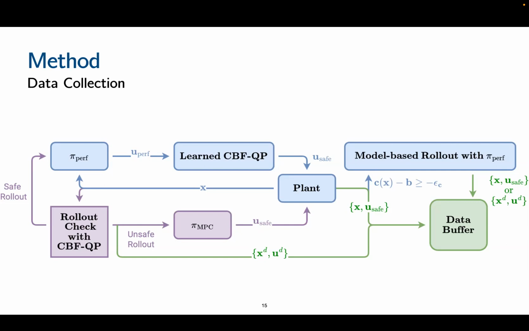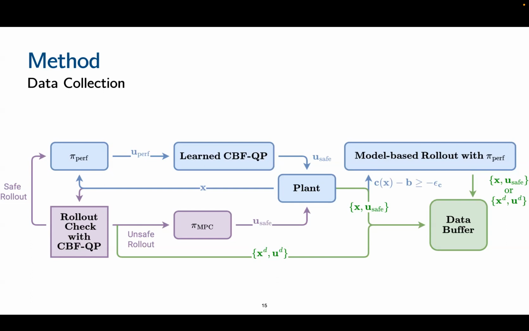Using this approach, we can obtain safe and unsafe data without subjecting the real system to unsafe conditions. In addition to the model-based rollout mentioned above, a model-based rollout can also be performed when the system is close to the constraint boundary.